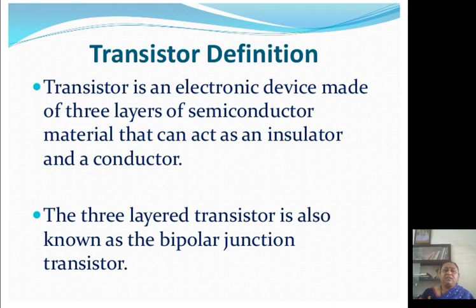Definition of transistor. Transistor is an electronic device made up of three layers of semiconductor material that can act as an insulator and conductor. The three-layer transistor is also known as the bipolar junction transistor.